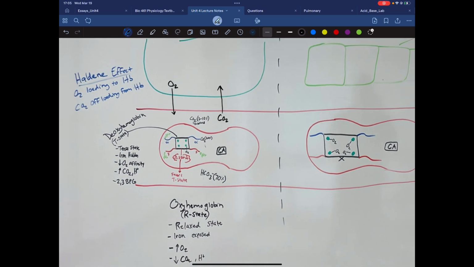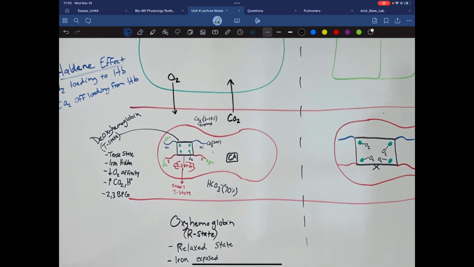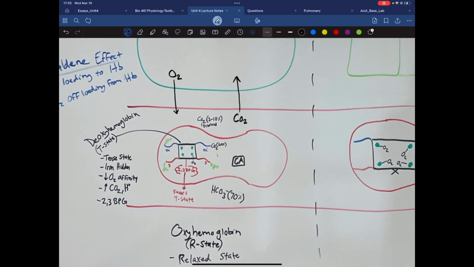But what happens here, let's just go right into how this works. So we obviously have a large gradient for CO2 to be offloaded and go into the alveoli. But up here, actually, let's start with oxygen. So oxygen, I'm going to draw it in blue. There's a huge gradient for oxygen to come in.